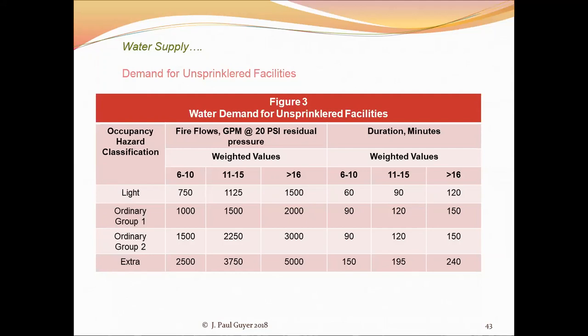Light hazard occupancy greater than 16 points, 1,500 GPM times 120 minutes. The volume of water required to be available is 180,000 gallons. And so on through the table. So that's how much water you need to have available. If your local water utility can supply it, they'll get back to you and say, yeah, we can supply that.